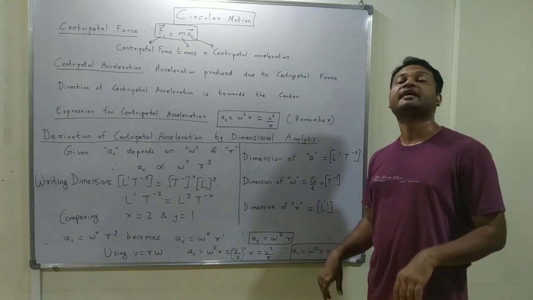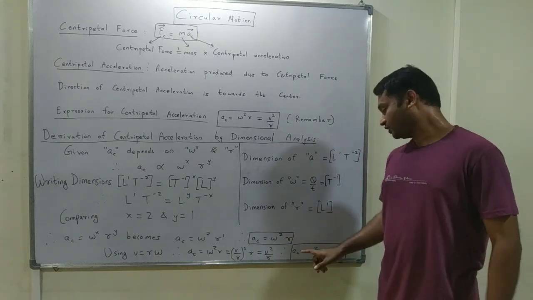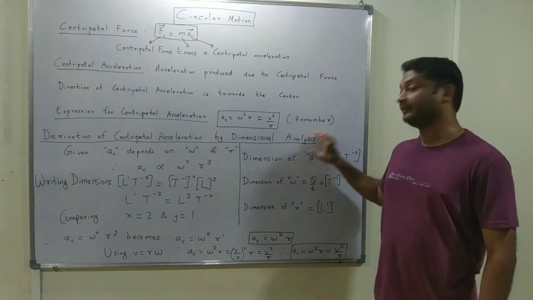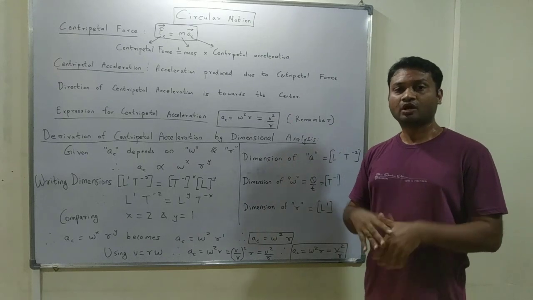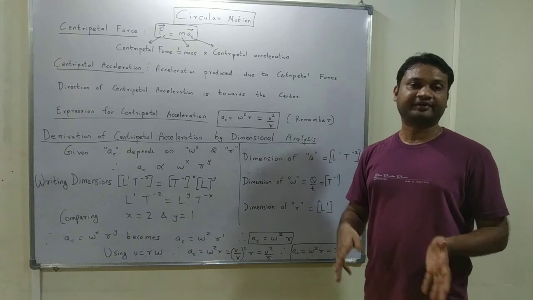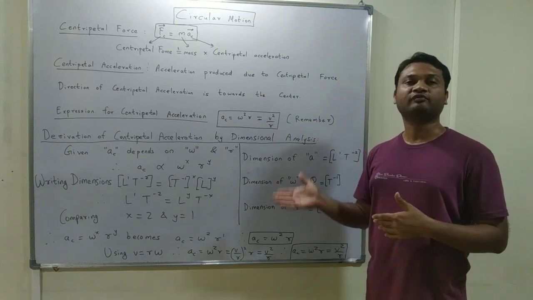Thus, we have derived this expression for centripetal acceleration as omega square r and v square by r using dimensional analysis. Also, we will study the derivation of centripetal acceleration by vector method in our later part of the topic.